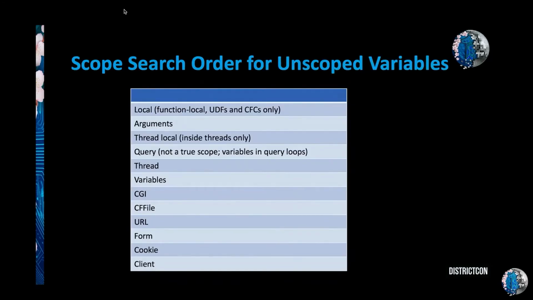Variables in ColdFusion can also be unscoped, and if they are, the application engine looks for that variable in a cascading series of scopes, and here's how that would work out. First it looks in local, then it checks the argument scope, so on and so forth, all the way down. The cookie scope and then the client scope would be the last ones that are searched.